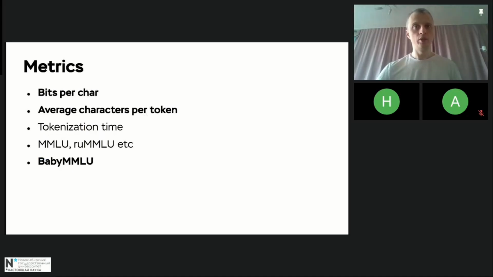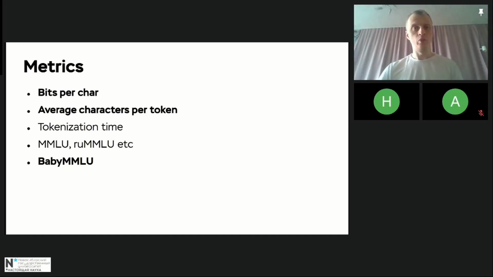In the study, we considered several metrics for evaluation. The metrics we used in our analysis are highlighted in bold. Specifically, we employed bits per character, average characters per token, and BabyMMLU. We chose not to use tokenization time because the quality of tokenization was more important for us than the time taken for tokenization.